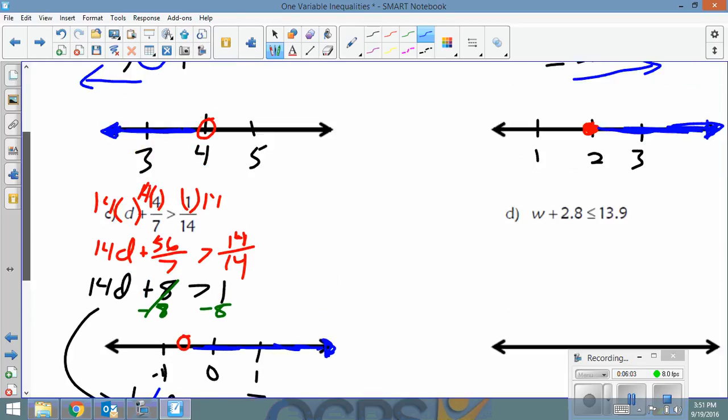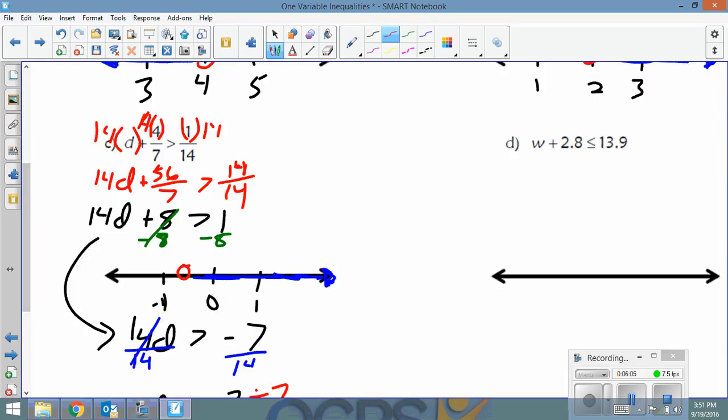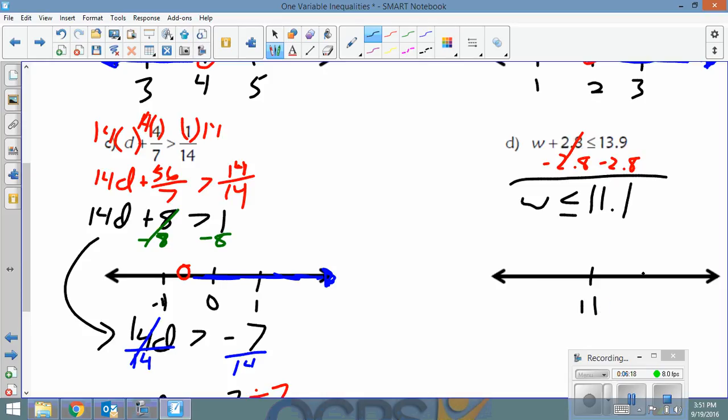And the last one deals with decimals here. Decimals don't change anything. We're still going to subtract 2.8 on both sides. So we get w is less than or equal to 13.9 minus 2.8, which is 11.1. And you notice that there is a line underneath that circle, so it means I have to shade it in. And you see how that arrow is pointed to the left, so we're going to shade to the left.